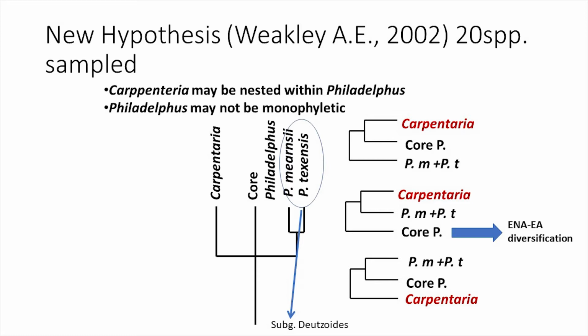Did Carpentaria become a different lineage sooner, or did it become a different lineage within the genus Philadelphus, as represented here by this middle hypothesis, where you see core Philadelphus is on the outside here, and there's a complex of this genus Carpentaria splitting off with these two different species of Philadelphus, known as Philadelphus texensis and Philadelphus murancii.